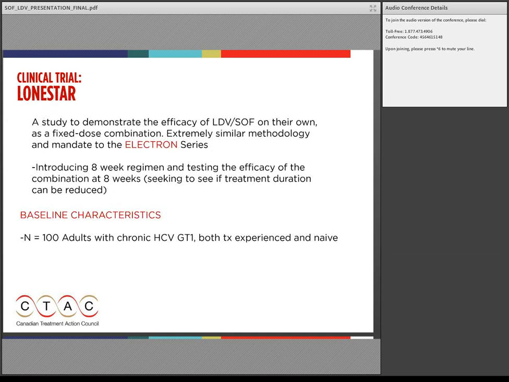Let's look at the LONESTAR study. This is an interesting one. It's very similar to the ELECTRON series of studies and with a similar mandate. Let's compare Ledipasvir sofosbuvir on its own as a fixed-dose combination against other combinations. Even more interesting, perhaps, is that LONESTAR also looked to build upon synergy in ELECTRON by seriously evaluating treatment duration time and whether or not we could start looking at SVR in as few as 8 weeks.